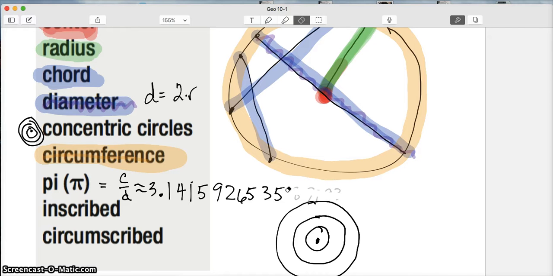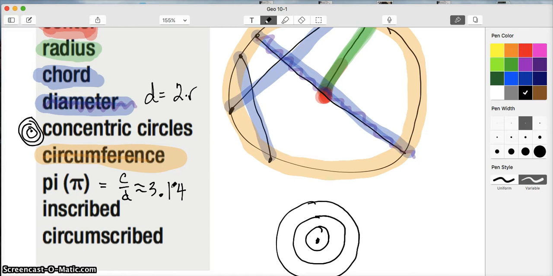I'm going to erase all this. We know when numbers go on forever and ever without repeating after the decimal and without any kind of noticeable pattern, right? If it's a non-terminating, non-repeating decimal, then we know that this is an irrational number. So I just want to bring that home a little bit. Irrational number. All right, we're getting here. Almost done. Two more words: inscribed and circumscribed.